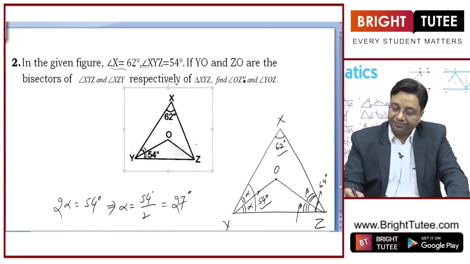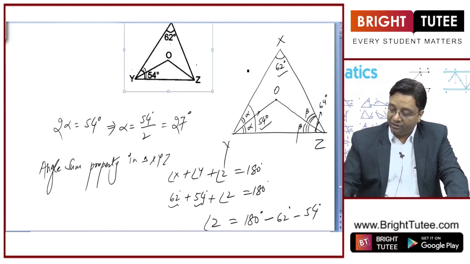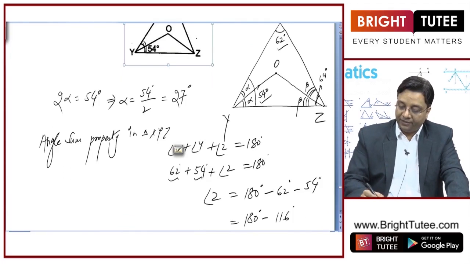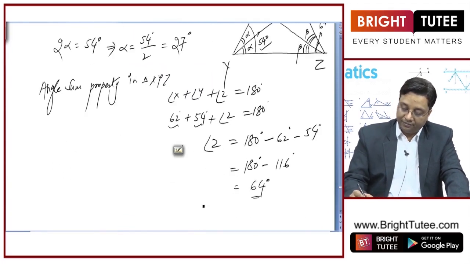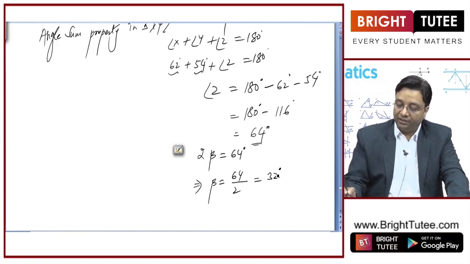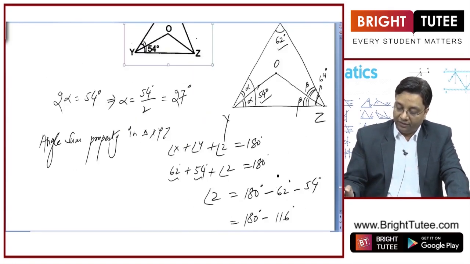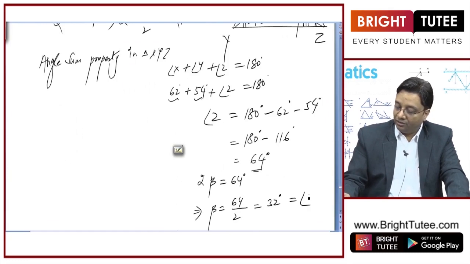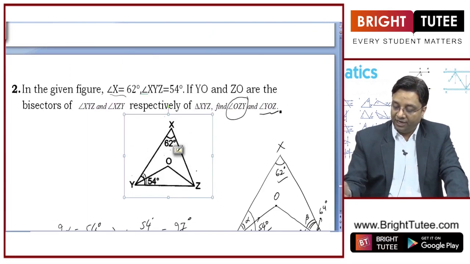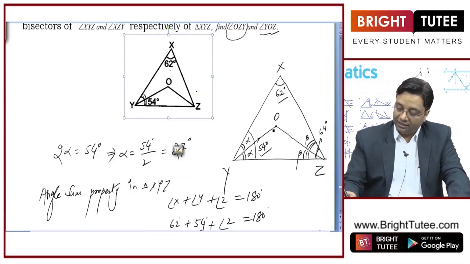Now let us look at the question. We need to find angle OZY. Which angle is OZY? Beta. So to find beta, I can say twice of beta is equal to 64. Hence beta is equal to 64 by 2, that is 32 degrees. So angle OZY is one of the answers. Now angle YOZ, which is this angle.